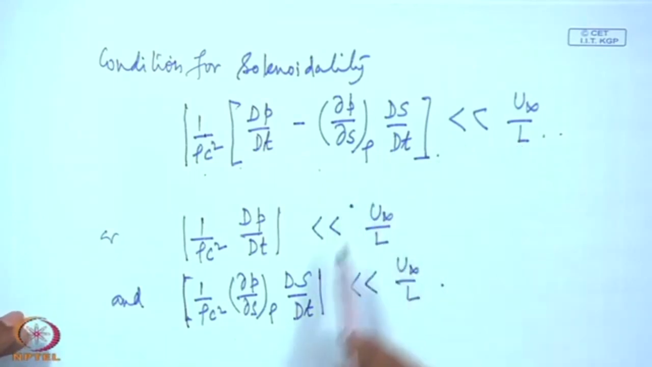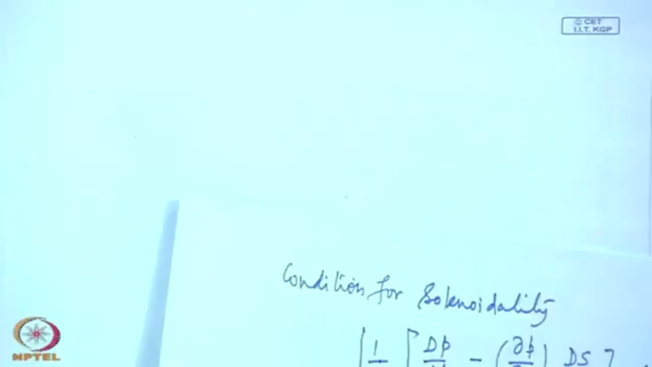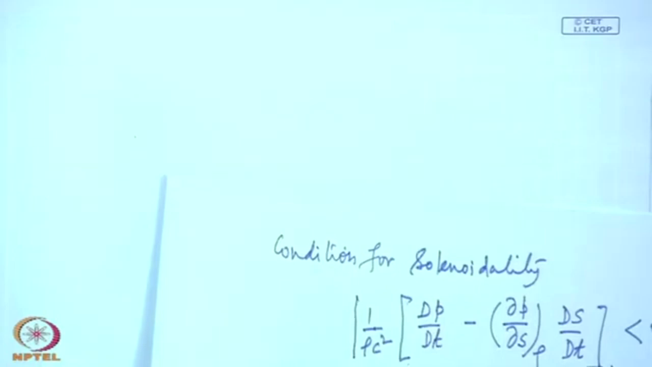This has to be less than u infinity by L, which implies that each of these individually must be less than this. So, what we stated so simply, that if the change in pressure is very small then we can consider the change in density negligible, has instead become these two complex conditions: 1 by rho c square dp dt is much less than u infinity by L, and an even more complex one, 1 by rho c square dp ds at constant entropy, sorry, constant density, and then the rate of change of entropy.